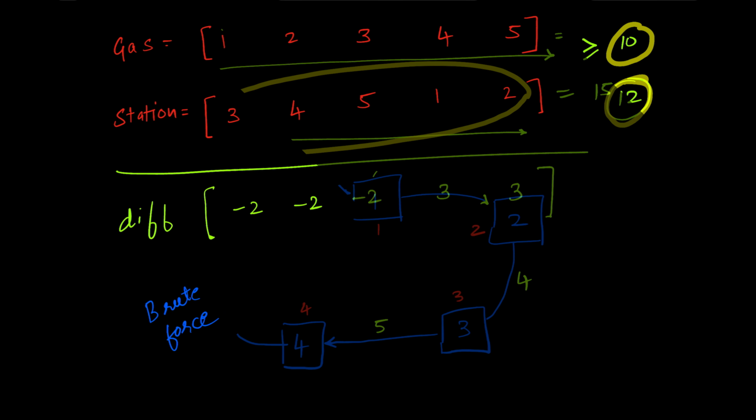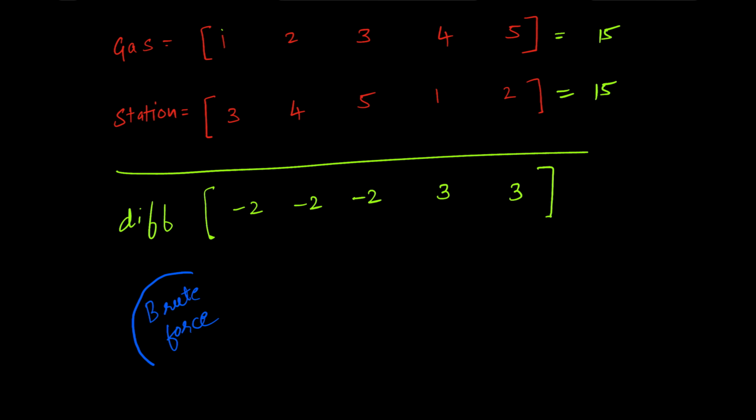There is no way we can complete the entire circuit, whichever station we choose to start the journey from. One way to solve this problem using brute force is to iterate through all of the elements in the given array, setting each as the starting point of the journey and seeing if we can complete the entire circuit. That is, the difference should be positive and we should be able to get to the next station.